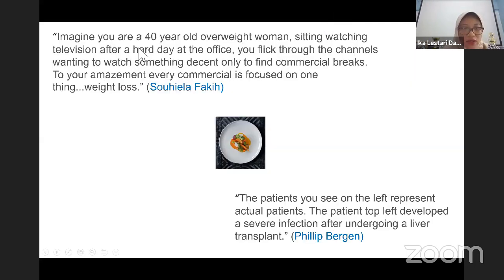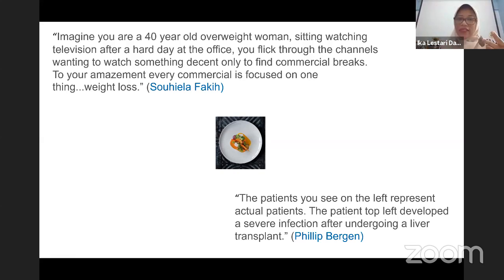Imagine you are a 40-year-old overweight woman sitting watching television after a hard day at the office. You flick through the channels, wanting to watch something decent, only to find commercial breaks. To your amazement, every commercial is focused on one thing: weight loss.